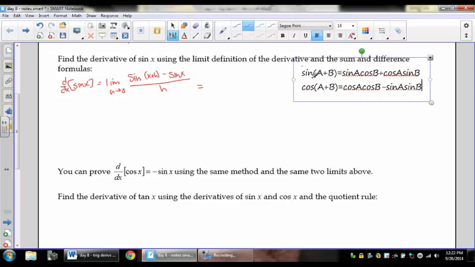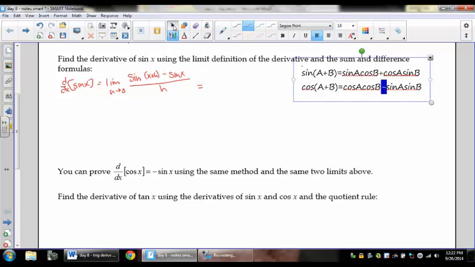And here's how the song goes. Sine, cosine, cosine, sine, cosine, cosine, sine, sine, sine. My favorite thing ever. And really that sine, sine, sine is because this thing is a sign change.